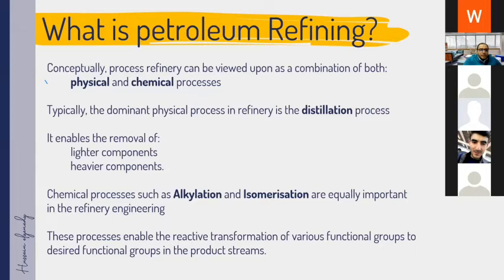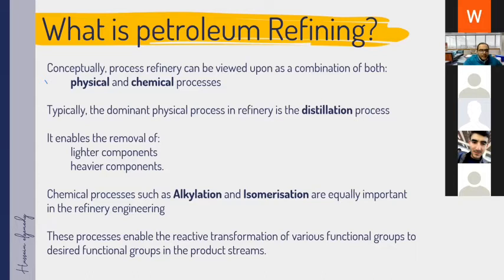Okay. So the dominant physical process in the refinery, or the main process in any refinery, is the distillation process. This is the most important process in the refinery, because it enables separation of light components from heavier components, and about 70% of the refinery operation is the distillation process.